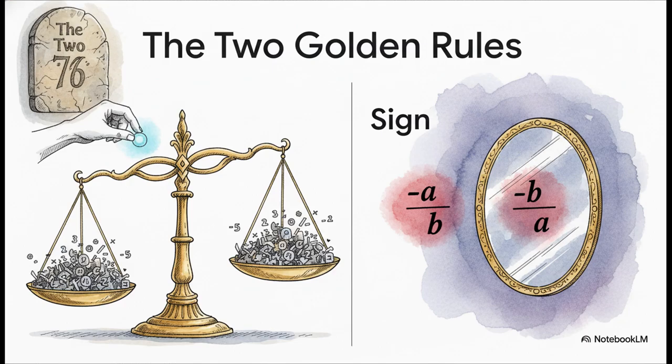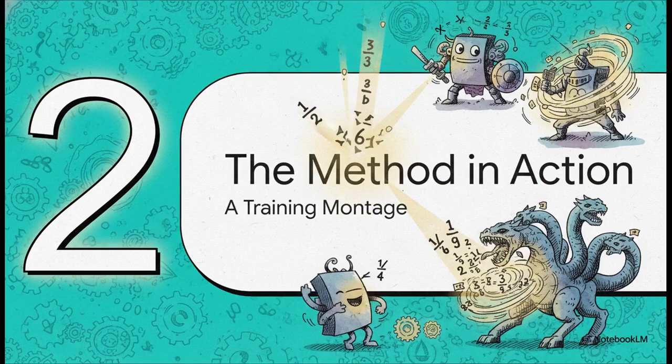Okay, before we jump in, there are 2 golden rules. You absolutely have to remember these. First, the #1 rule of all of algebra. Whatever you do to one side of that equal sign, you must do to the other to keep things balanced. And #2, and this is a big one, the reciprocal always keeps the same sign. So if the fraction is negative, its reciprocal is negative. Don't let that trip you up. All right, enough talk. Let's see this secret weapon in action.